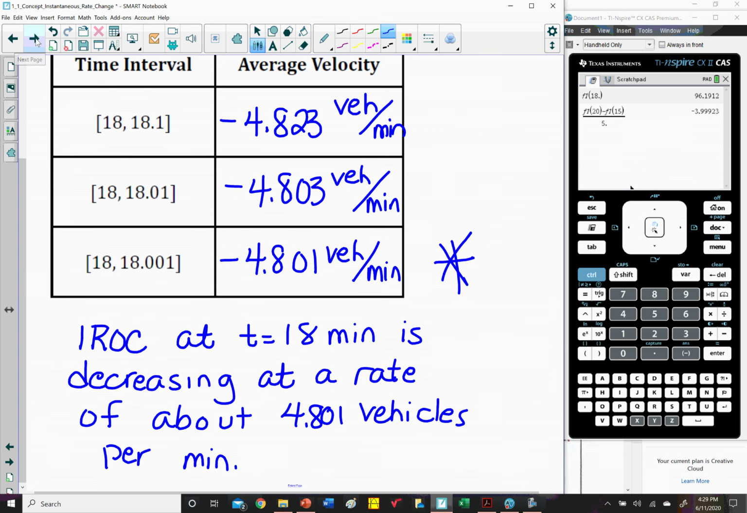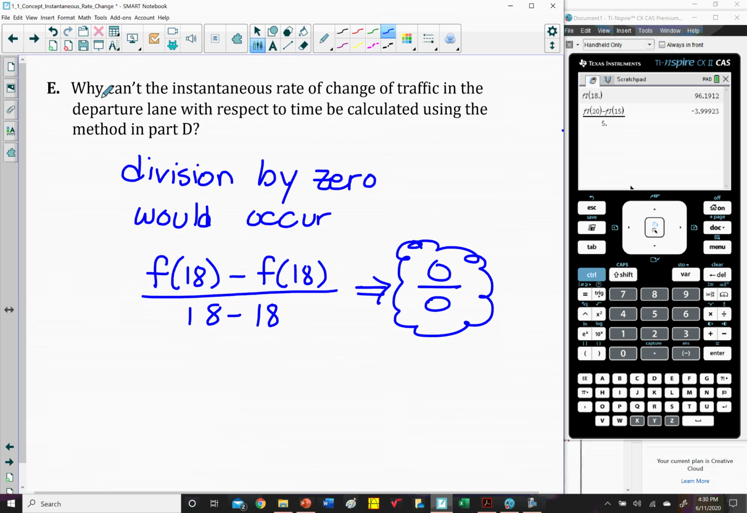And then our very last question, why can't the instantaneous rate of change of traffic in the departure lane with respect to time be calculated using the method we used in Part D? Well, because again, that's going to cause division by 0. That would not be a valid solution. Later in our course, we're going to figure out that 0 over 0 is called indeterminate form.